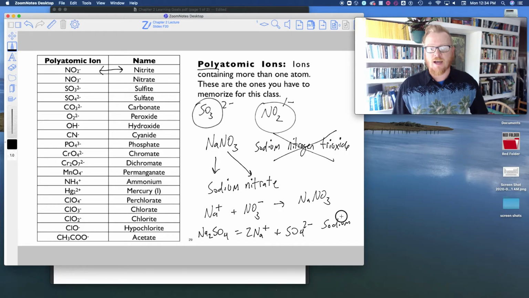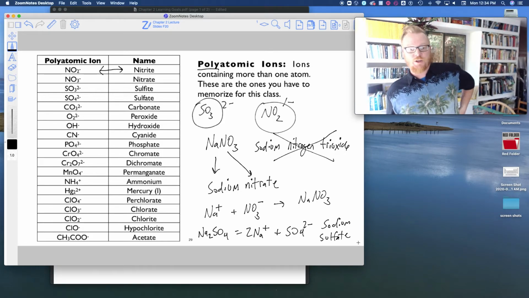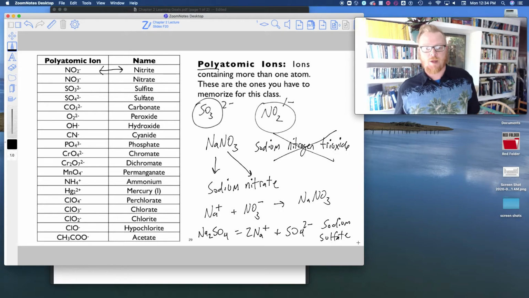No tri, di, tetra, anything, because it's an ionic compound. So because it's an ionic compound, I don't use the di, tri, etc. I just have to know what the charges are. That's how ionic compounds work. You just have to know what the charges are. Okay? So make sure you also practice with these polyatomic ions.